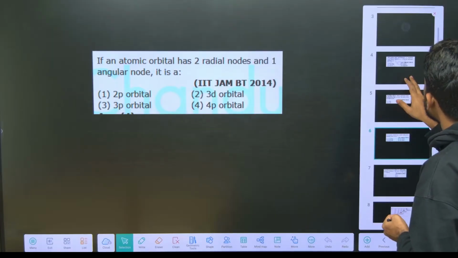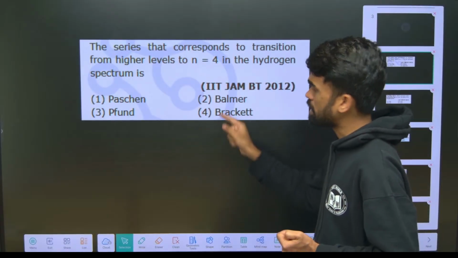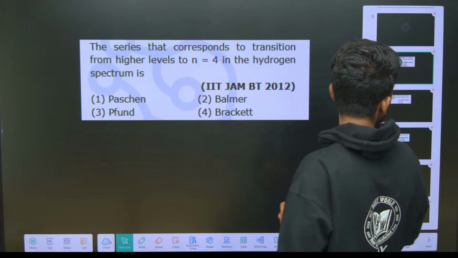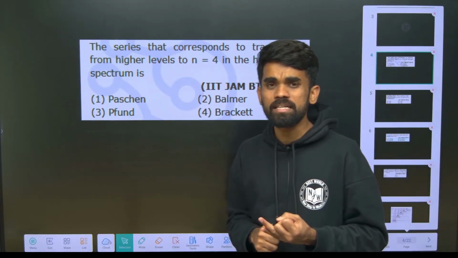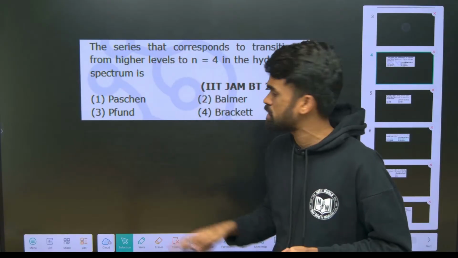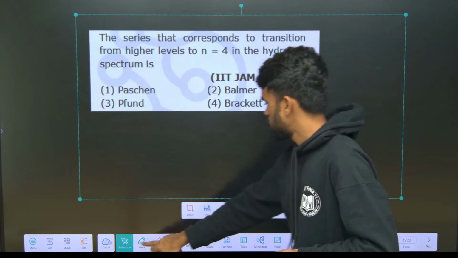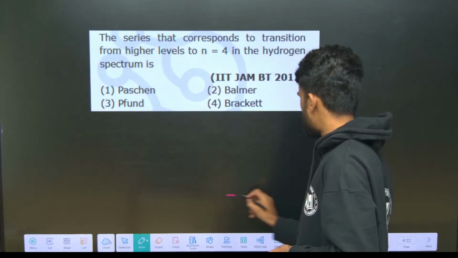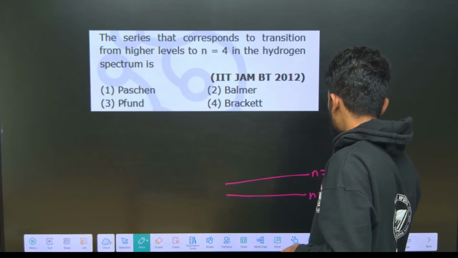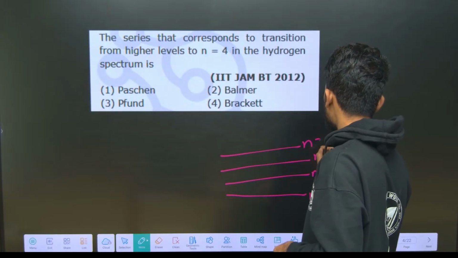Again, this question is from Bohr's model. We have discussed what kind of spectral lines will appear: Lyman series, Balmer series, Paschen, Brackett. So any higher level to the 4th level, what spectral line is it? We discussed it in the last class. The lowest one, n equals 1, is Lyman. Then n equals 2, Balmer; n equals 3, Paschen; n equals 4, Brackett.